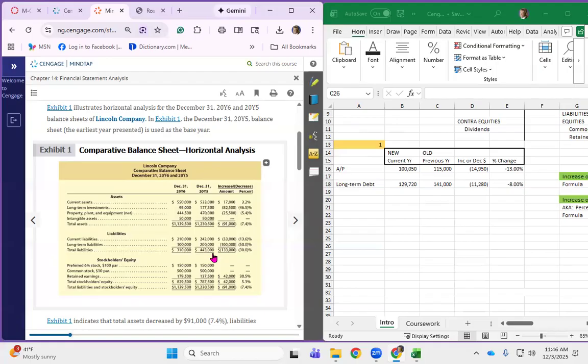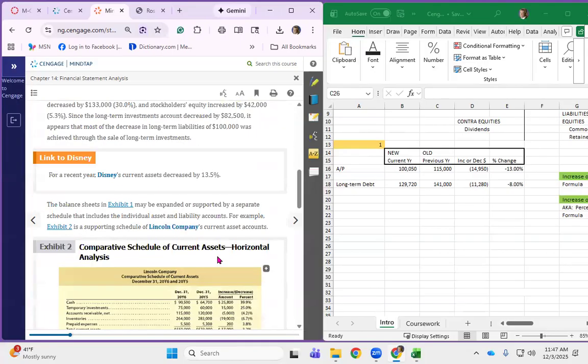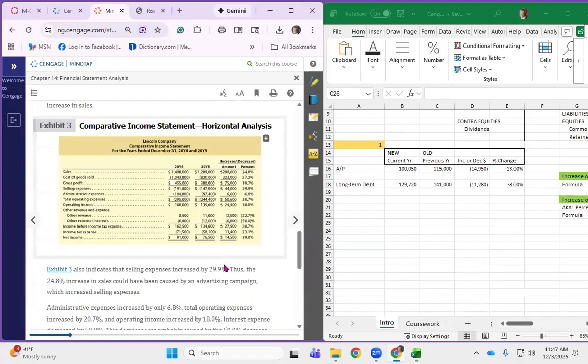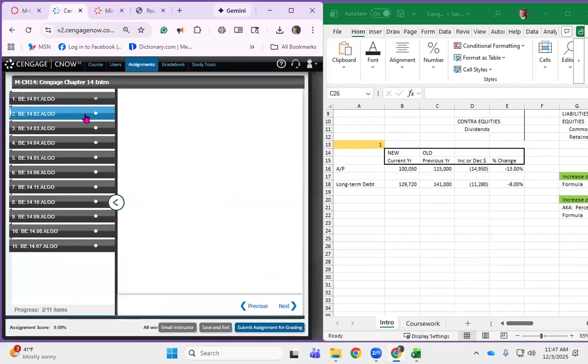So you could say that when you look at this Lincoln Company, from year 5 to year 6, it looks like there are some positive things going on, right? And you wouldn't know that if you didn't have two sets of numbers to compare. The financial statement is not going to tell you that without doing this horizontal analysis. Now, this is an income statement, horizontally analyzed. Okay, so let's go to the next one.